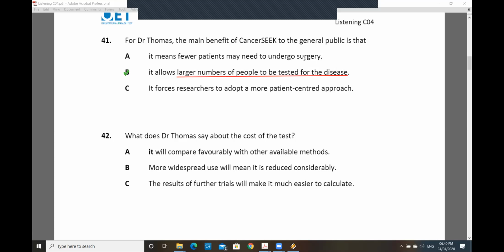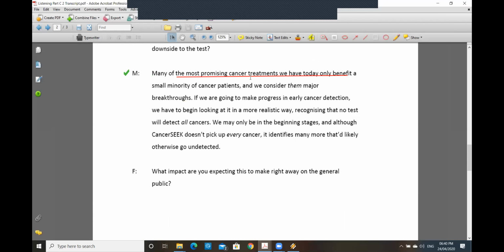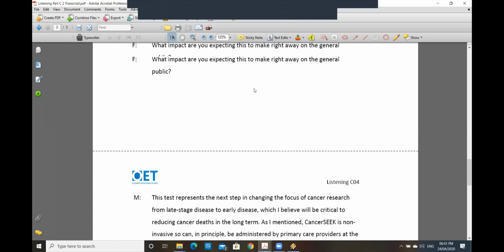They did talk something about surgery. There was nothing about patient-centered approach though. So I'll show you the transcript here for this. And her question was also specific. She was asking how it would be beneficial for the general public.